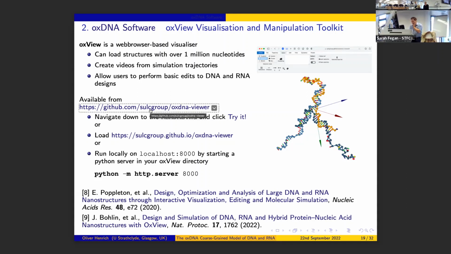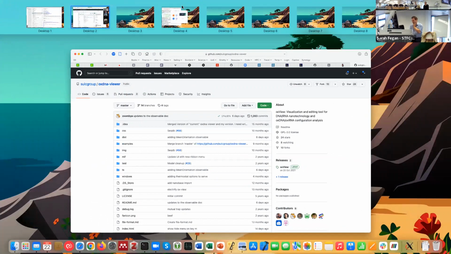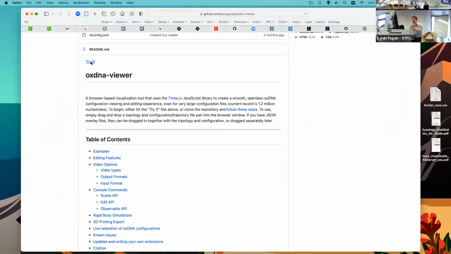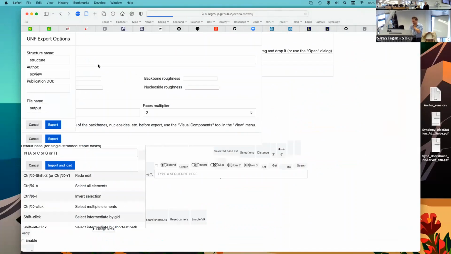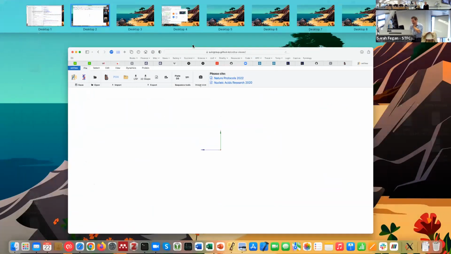There's Peter Schultz, who's at Arizona State University. On his GitHub page, if you just click this, it will load it directly into your browser. So I'm just going to do that, and you see it opens already. Oh, no, sorry, that was the wrong link, I think. But the second option is if you go down here and then you try it, then it does it. Yeah. So here's the interface. We're going to work with this in a moment.